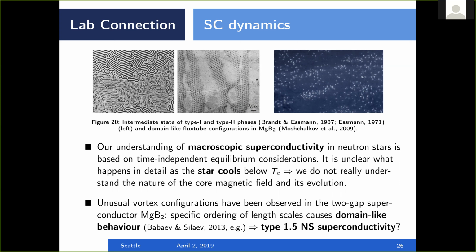And then there's another kind of system where these very irregular distributions of flux have been observed, and that's in MgB2, which is a two-gap superconductor. Because you have different ordering of the respective length scales in the system, you can have different repulsive and attractive interactions that lead again to the formation of domain-like structures, and that's typically referred to as type-1.5 superconductivity. So is there something like this also present in the neutron star, where I have two condensates that have specific gaps? Toby might be talking a bit more about that tomorrow.